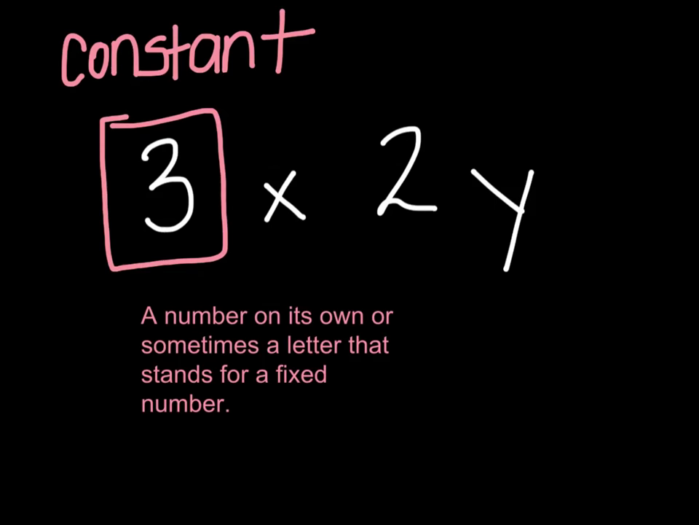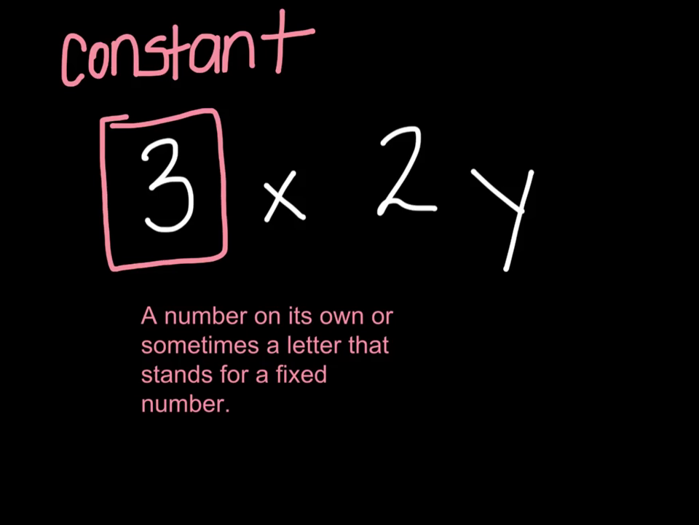Okay, in this expression, it is an expression because there is no equal sign here. We have 3 times 2y. And remember, if there's a number right next to a variable, that means multiplication. So this is really 2 times y.